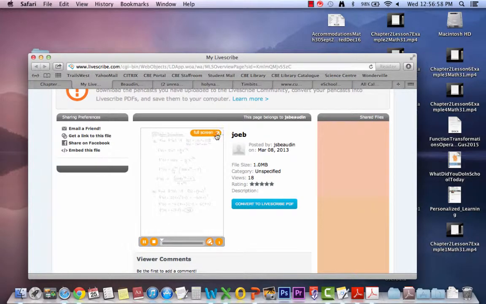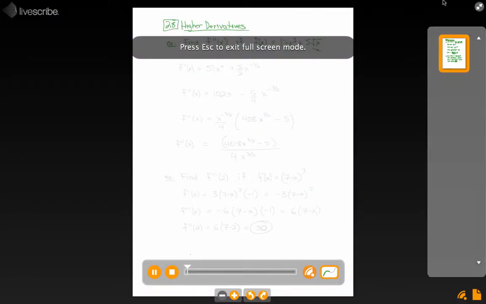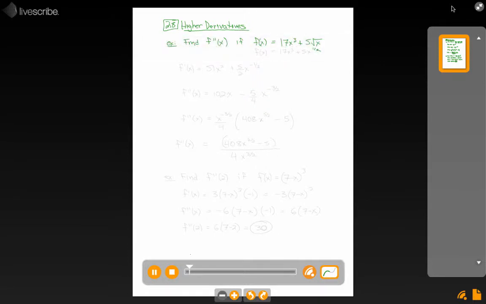Let's come to section 2.8, higher derivatives. So again, we're asked to find the second derivative. We're given a function this time that isn't a polynomial. It actually has a square root in it. I personally prefer exponents to radicals, so I'll say 17x cubed plus 5x to the 1/2. So the first derivative of that, let's say, is 51x squared plus 5 over 2 x to the negative half.